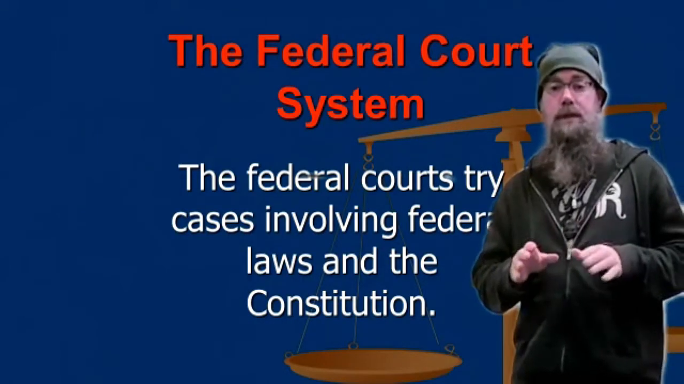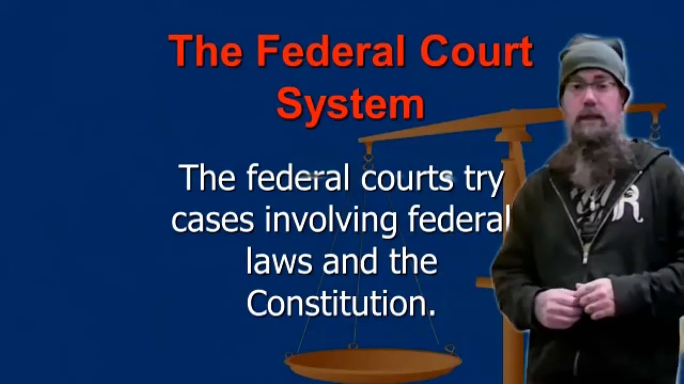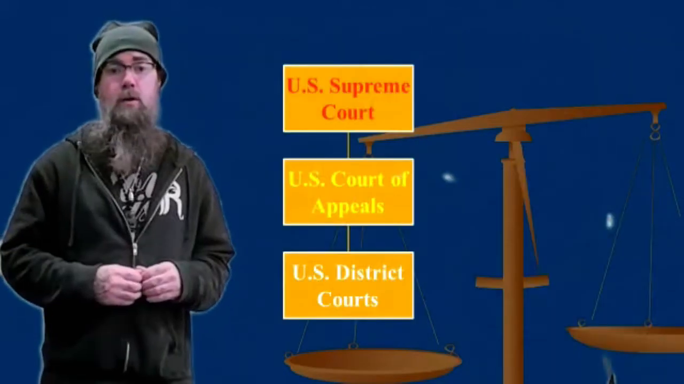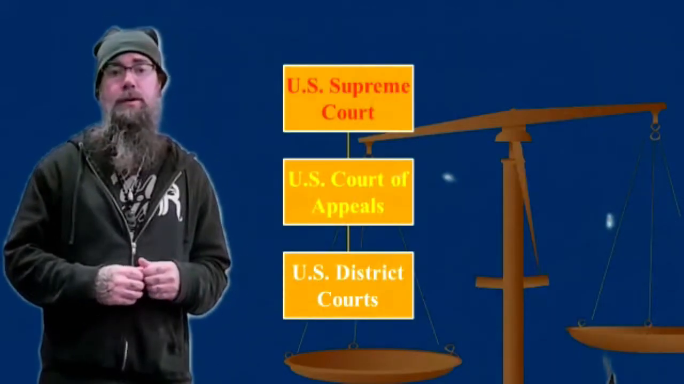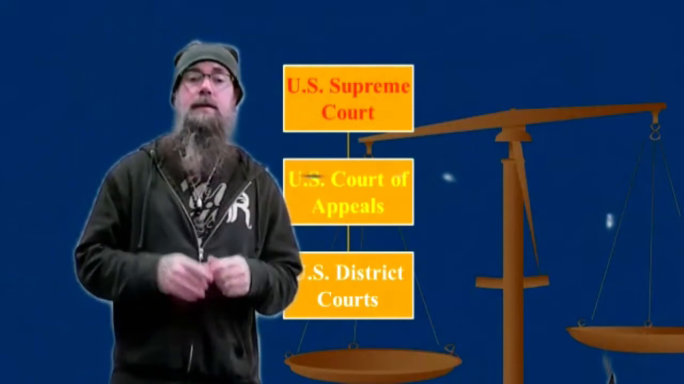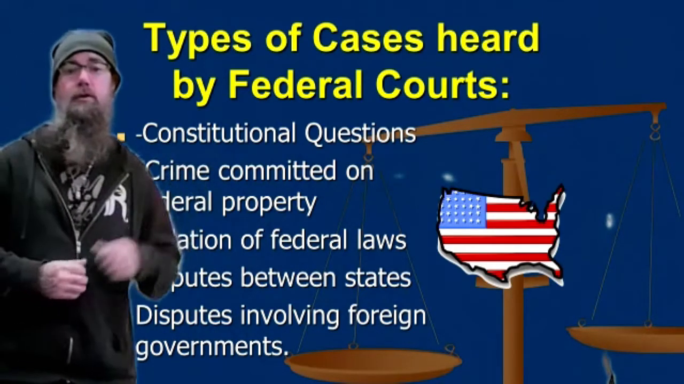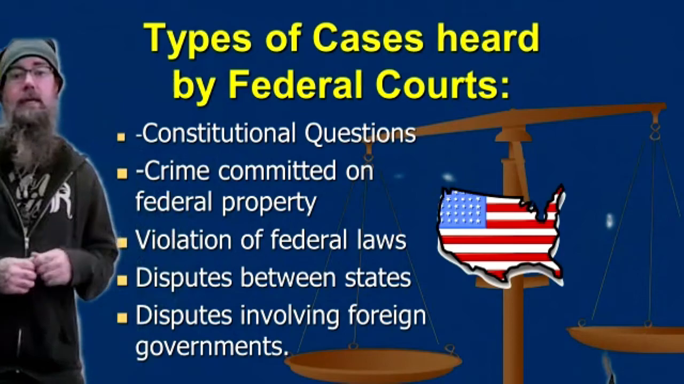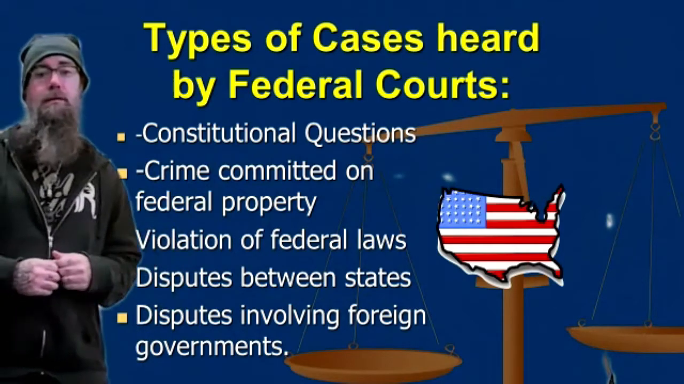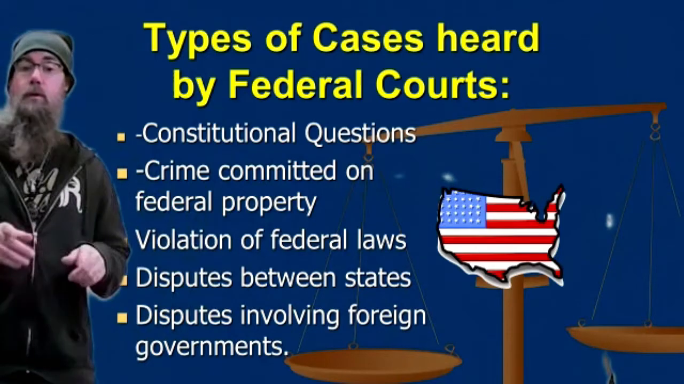So in the federal court system, the federal courts try cases that involve federal laws and the U.S. Constitution. So within the federal court system, we start with the U.S. district courts, up to the U.S. Court of Appeals, and up to the highest court in the United States, the Supreme Court. So types of cases that are heard by federal courts include constitutional questions, crimes committed against federal property, violation of federal laws, disputes between the states, and disputes involving foreign governments.